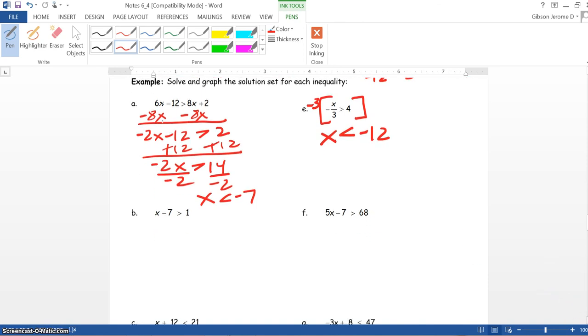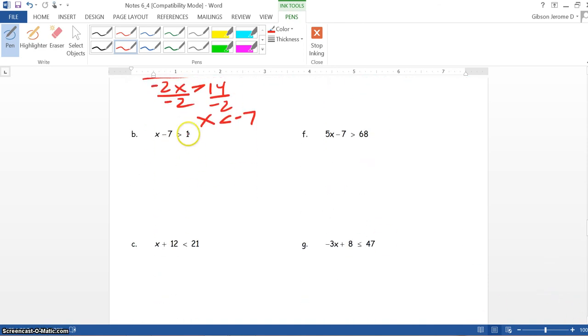Now, we scroll down here to B. We have x minus 7 is greater than 1. We add 7 on both sides, and x is greater than 8. So now we would draw our graph here. 0, 8, and then we know we will have an open circle. We will draw our line with our arrowhead.